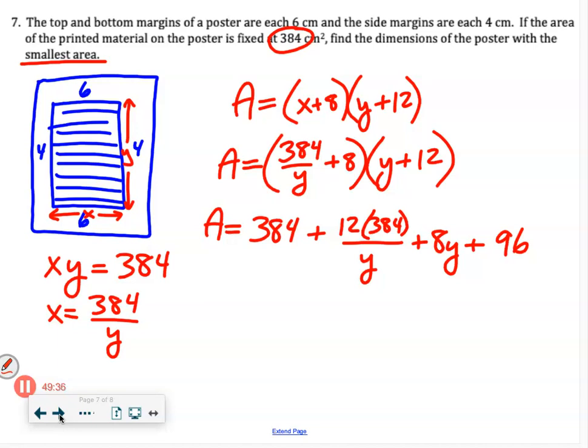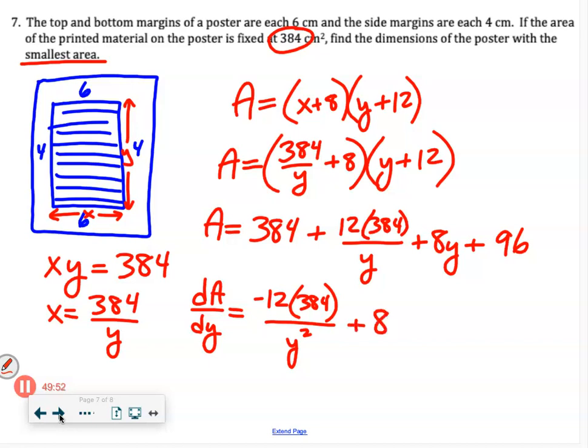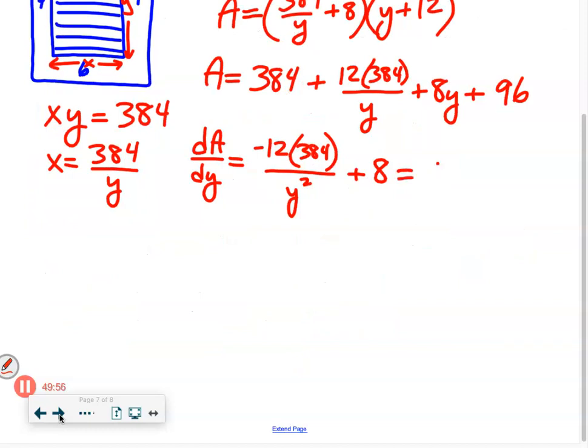All right. So now we're going to do dA/dy. This is negative 12 times 384 y to the negative second, or over y squared, plus 8. We want to know where the derivative equals 0. What do I need to find?